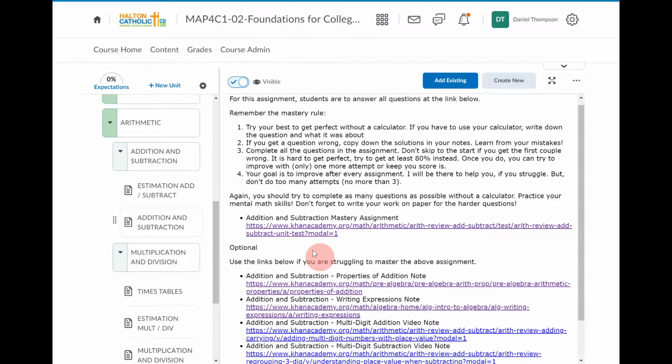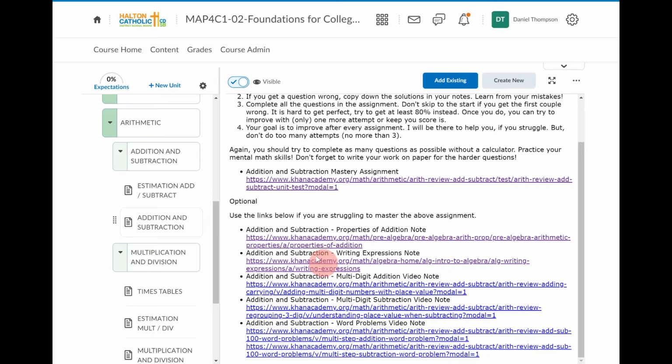Let's say you're going through the addition and subtraction mastery assignment here, and the first attempt you went through, you didn't do too well, and you don't know why. If there's some things maybe that you've forgotten, you can go through and look at some of the video notes that are here. If you're having trouble with word problems, I've included some information there.